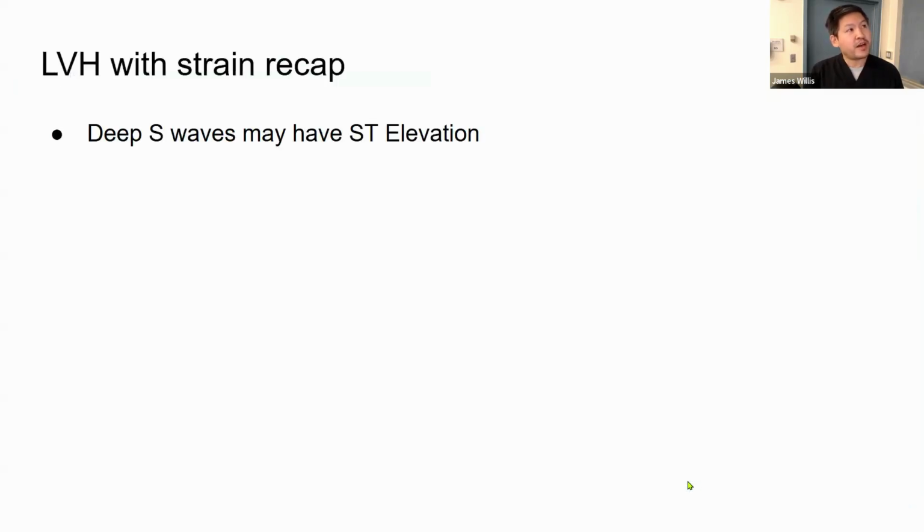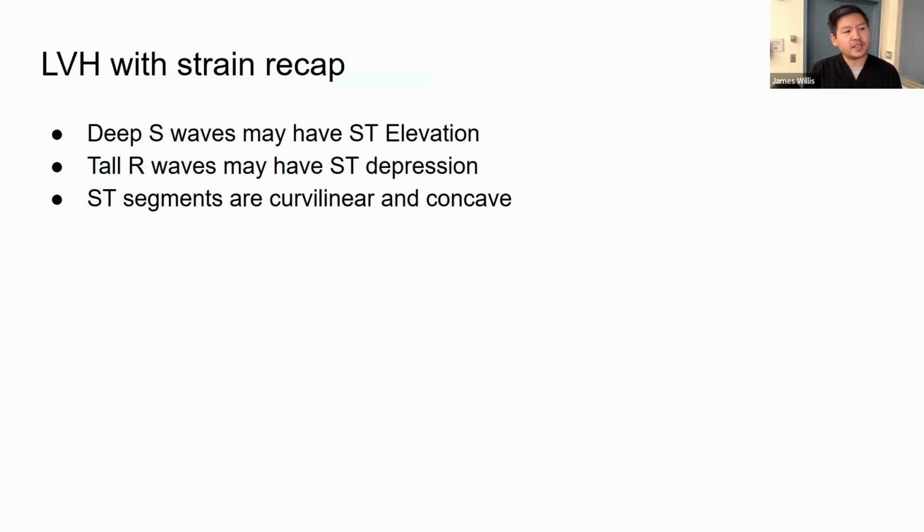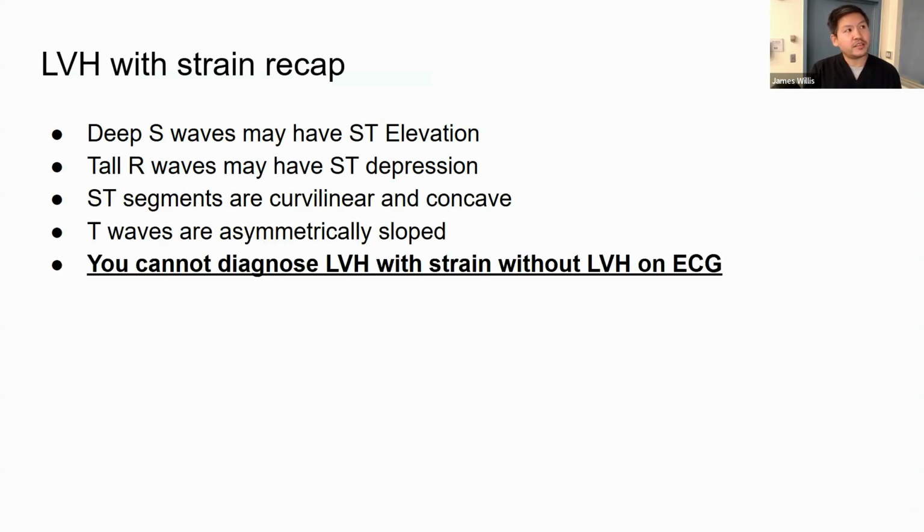All right, so LVH strain pattern recap. So you have deep S waves with ST elevation, tall R waves with depression. The ST segments are typically kind of curvilinear and concave. T waves are asymmetrically sloped. And you cannot diagnose a strain pattern without LVH on EKG. So if you have a strain pattern without LVH, it's probably not strain pattern.